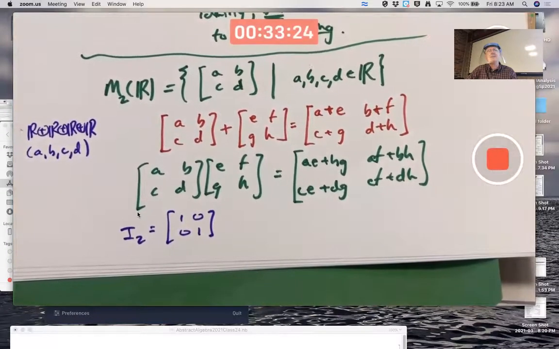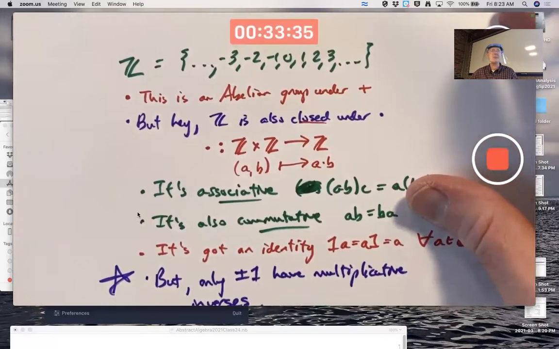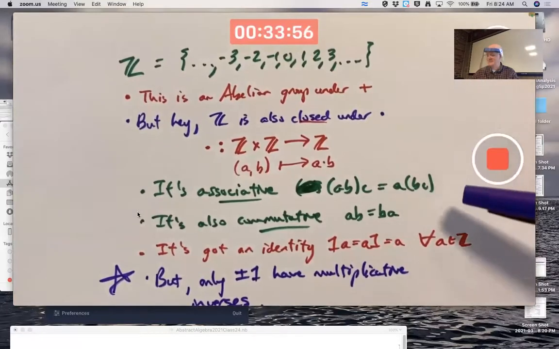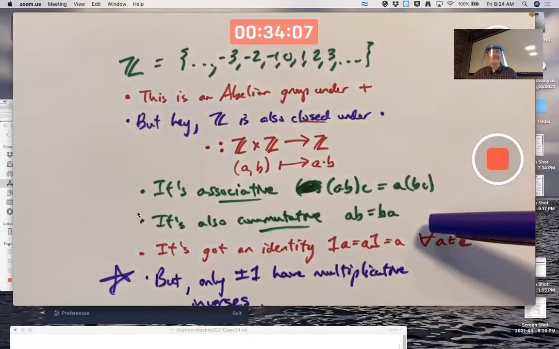How else is this ring deficient compared to, say, Z? What other property does Z have that this matrix ring does not? Under multiplication, I'm talking about here. Which of these does it not have? Certainly, matrix multiplication is associative. You learned that in linear algebra. It's not commutative, right? That should be a big lesson you learned in linear algebra as well. Matrix multiplication is not commutative.